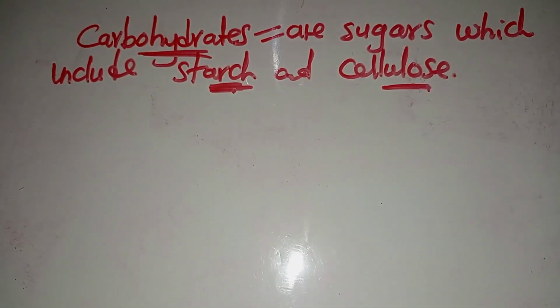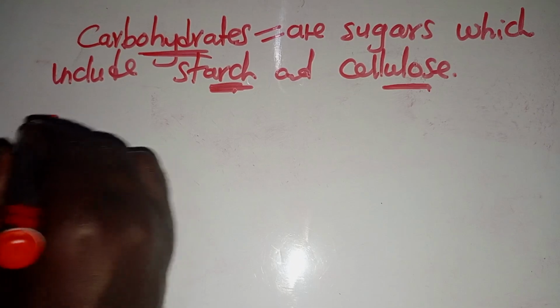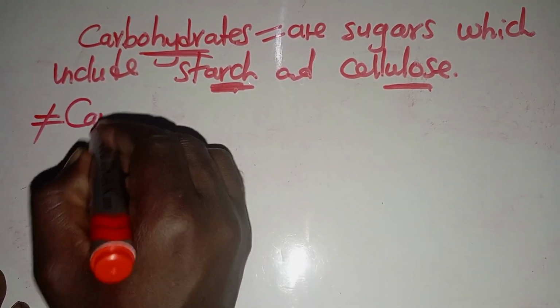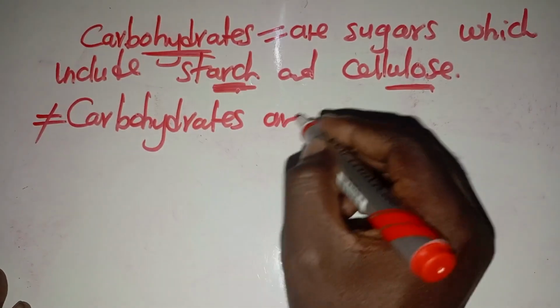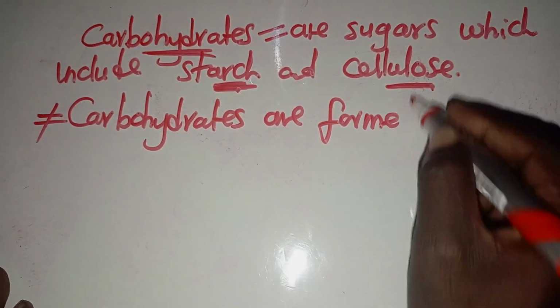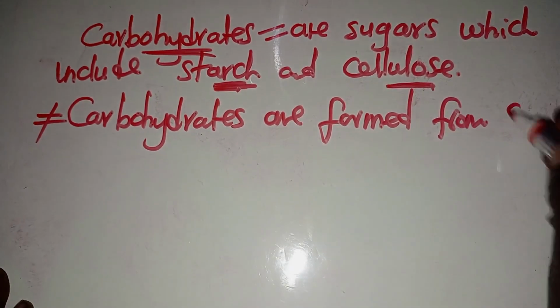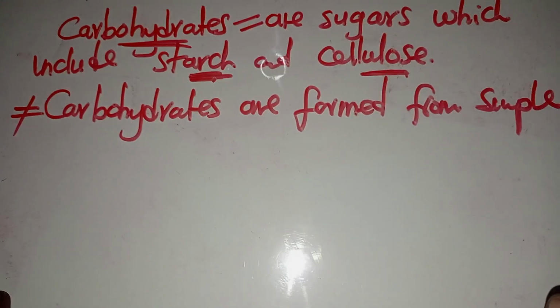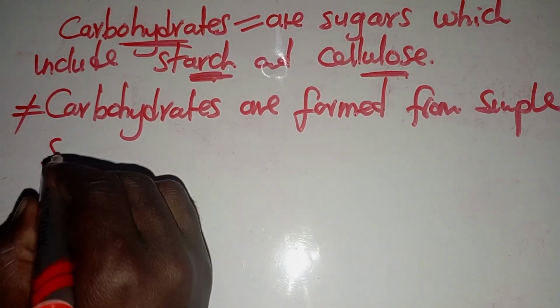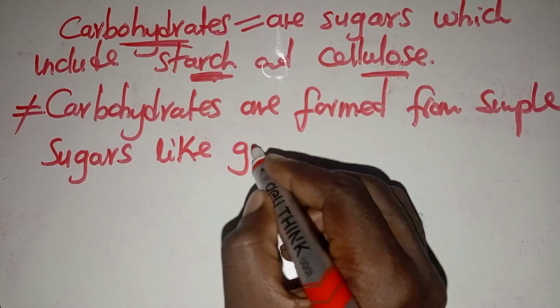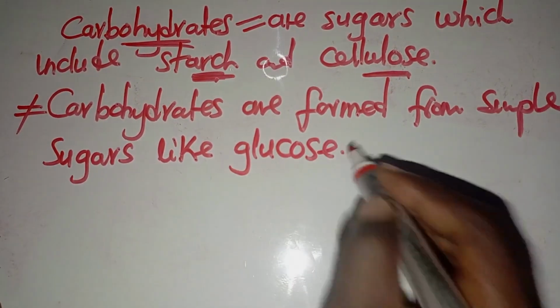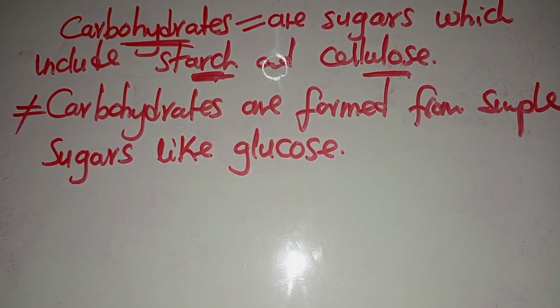You discover that carbohydrates are formed from simple sugars like what? Glucose. So you have to understand that carbohydrates are formed from simple sugars like glucose. This is what you have to understand. Example of a sugar is glucose.